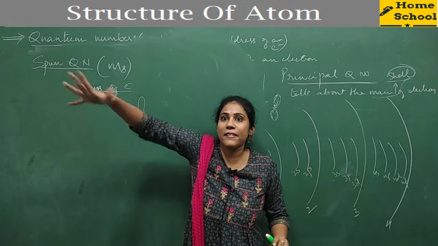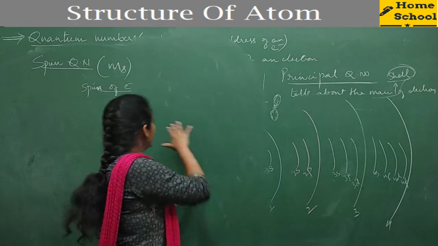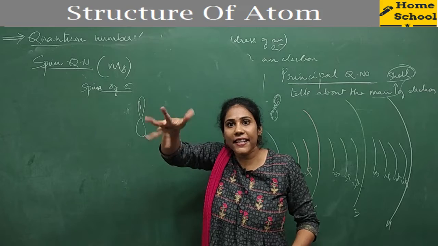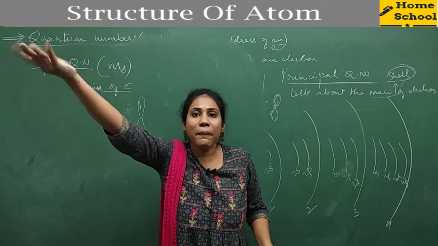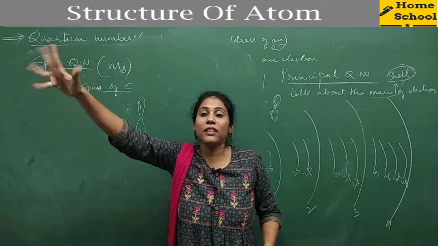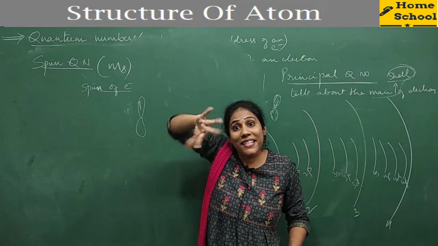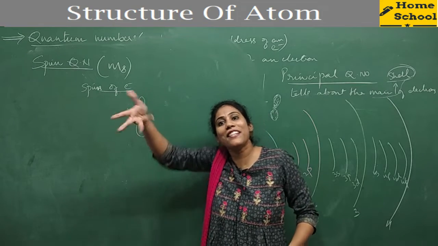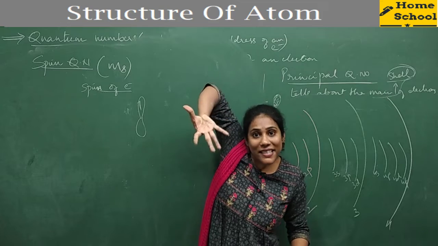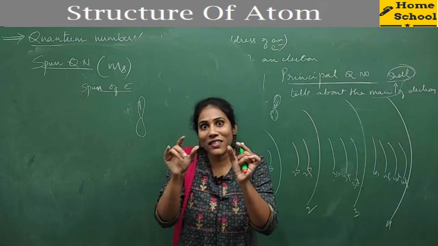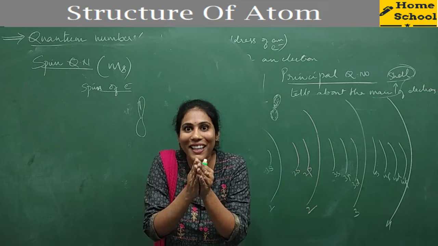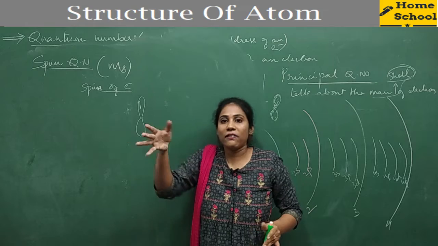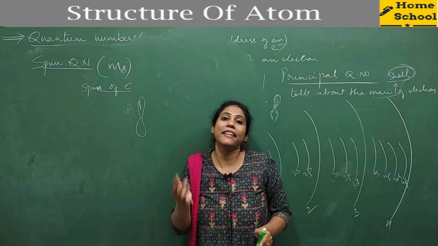It spins. And the 2 electrons are there, no? One electron spins in a clockwise direction and moves around the nucleus. The other electron spins anti-clockwise and moves around the nucleus. Because 2 electrons will stay in one orbital, I told, no? So both the electrons will not spin in the same direction. One spins clockwise, another spins anti-clockwise.